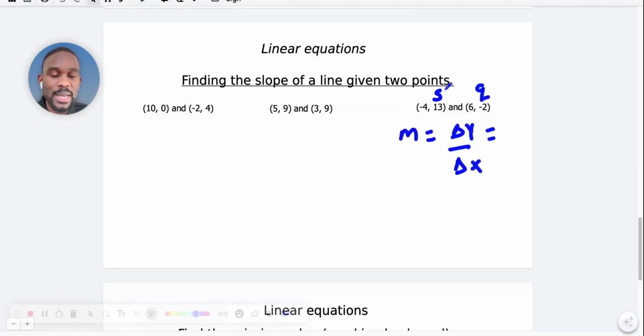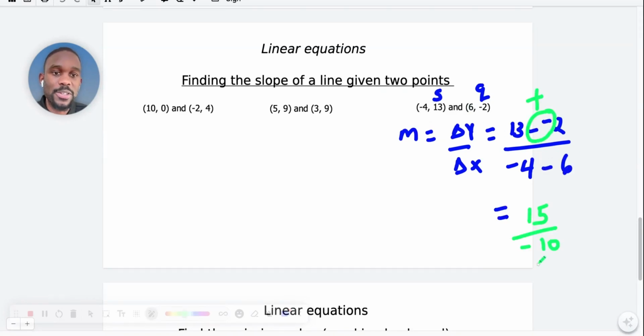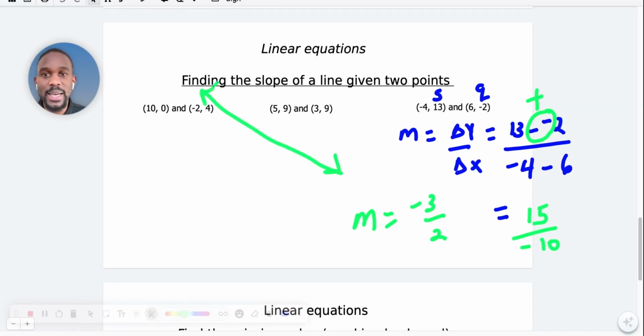Let me start from S, right? So the y here is 13, and the y here is negative 2, so minus negative 2. Going back to start from S, the x here is negative 4 minus, the x here is 6. So this is a fraction, but the question is, is it in its simplest form? Does it have common factors? It does, 5. So by 5, 3, by 5, 2. So we end up with a slope of negative 3 over 2. Still, this is a negative slope, so meaning it's a line like this, right? A line with a negative slope.